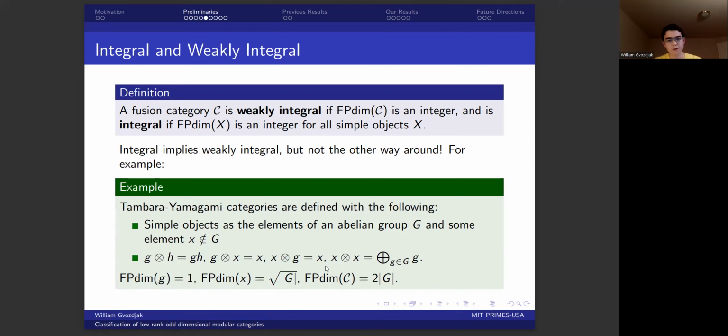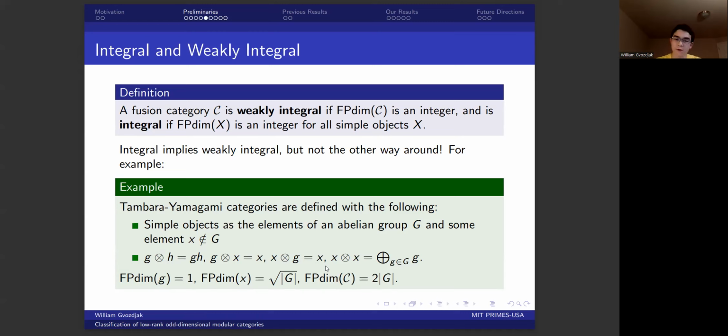So if we have two elements of our group G, g and h, and we take their tensor product, this is defined to just be the product of g and h inside of our abelian group. If we take an element g of our abelian group and take its tensor product with our element X, this is defined to be X, and the same is true vice versa. So X tensor g is just X. And finally, we define the tensor product of X with itself to be the direct sum of all of the g's in our abelian group G.